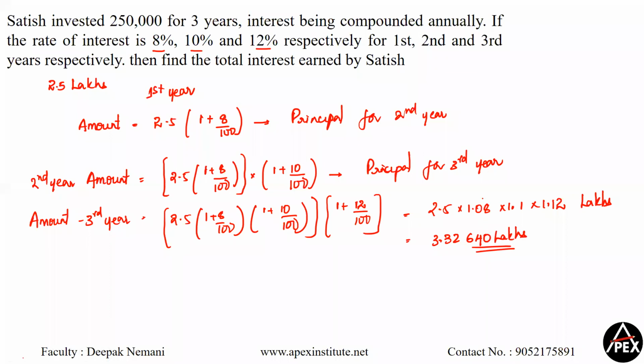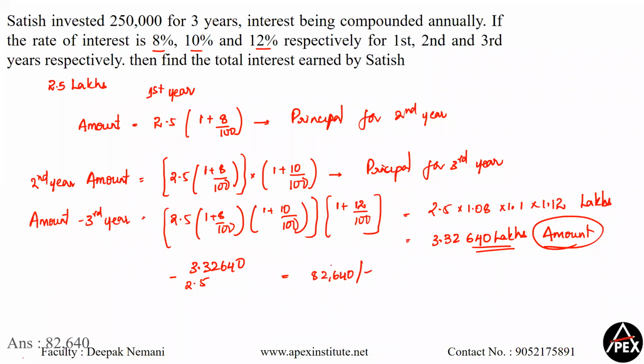Now what was asked in the question? We need to determine the total interest earned by Satish. This is amount at the end of third year. This value is amount. So to determine the compound interest part, you need to subtract principal from amount. So 3.32640 minus 2.5. So this will be 0.8264 lakhs, or it should be 82,640 rupees. Yeah. So 82,640 should be the answer for this question.